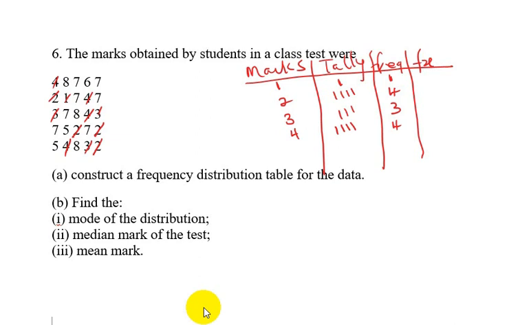Okay. Now for 5 we have 1 2. 5 we have 2. Then we move here. Now 6 we have 1. Then for 7 we have 1 2 3 4 5 6 and 7. So that's 7. And for 8 we have 1 2 3, and that is 3.